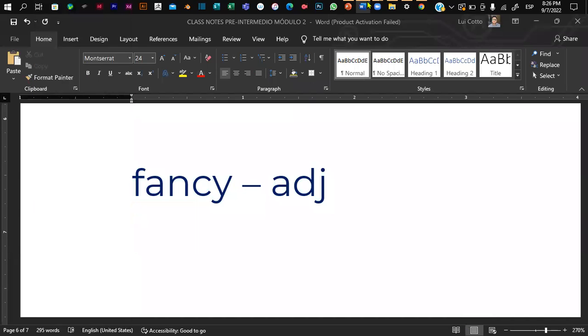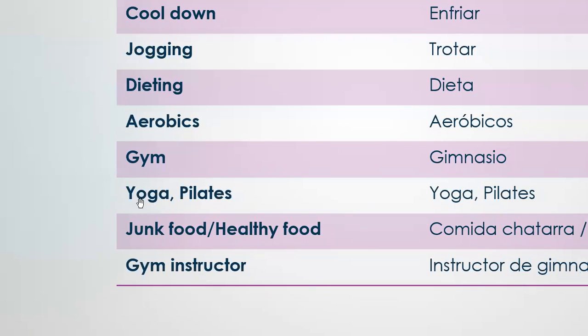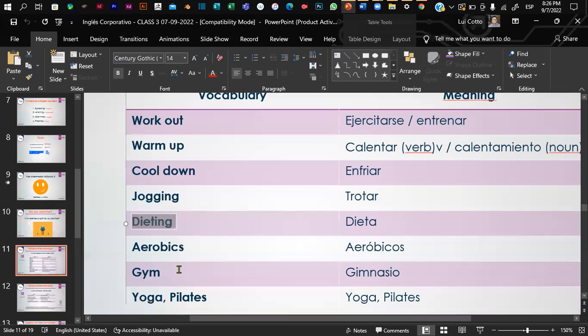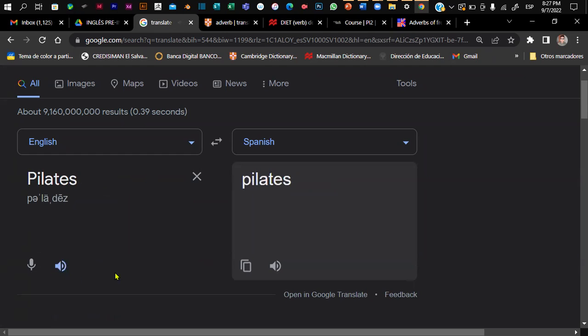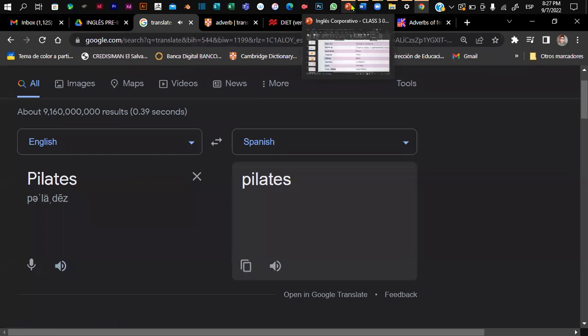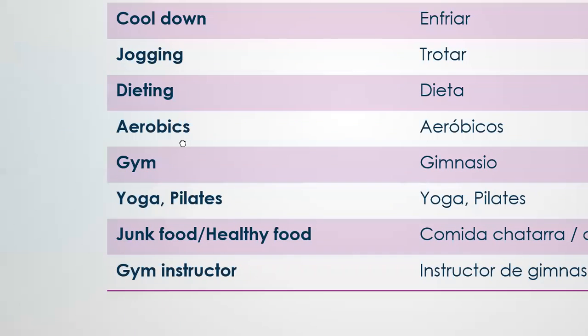Okay, no problem. Next vocabulary, after gym, is? Yoga. Okay, Pilates is in Spanish. In English, is? Pilates. Pilates. Okay, Pilates. That's it, Pilates. Okay, great. And next.